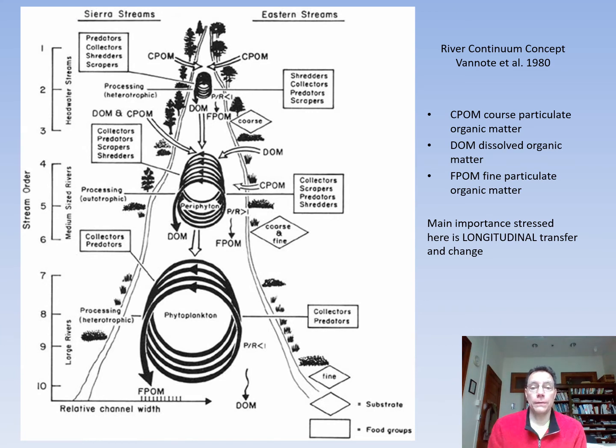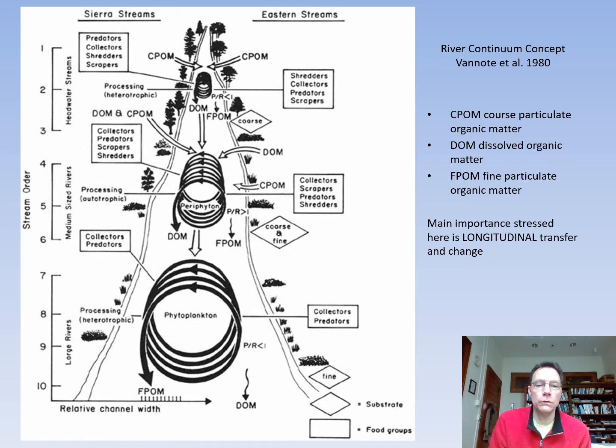It explains a lot of things about streams. It's been around now since 1980, and a lot of people have measured these things and found them to be pretty accurate. We'll find out next time, though, it doesn't really cover a lot of the things. All it really covers is the longitudinal exchange. It doesn't really consider much lateral exchange. And the next concept of rivers we'll look at is called the flood pulse concept, and that kind of attaches the river to the riparian corridor alongside.